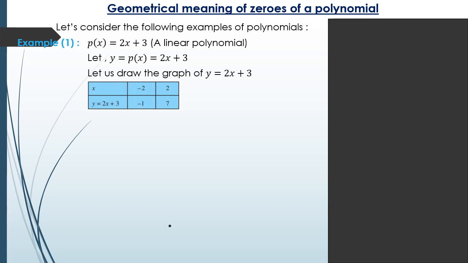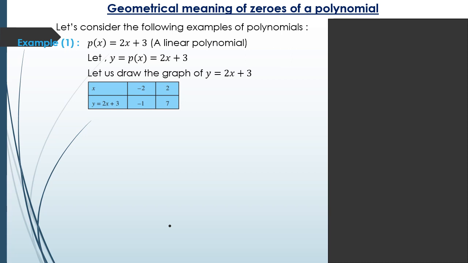We have drawn this table. Suppose we take x equal to minus 2, then the value of the polynomial will become minus 1. See, 2 into minus 2 gives us minus 4. Minus 4 plus 3 will give us minus 1, that is y equals minus 1. Actually minus 1 is the value of the polynomial p of x equals 2x plus 3 at x equal to minus 2.